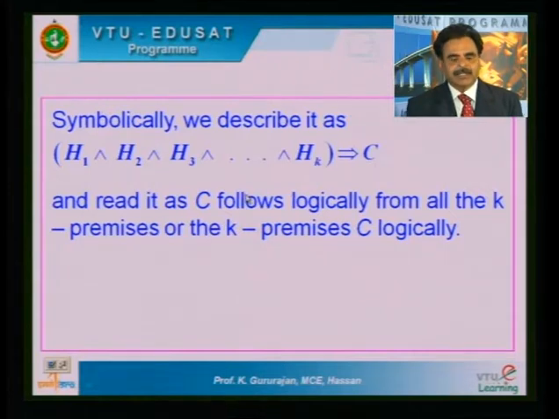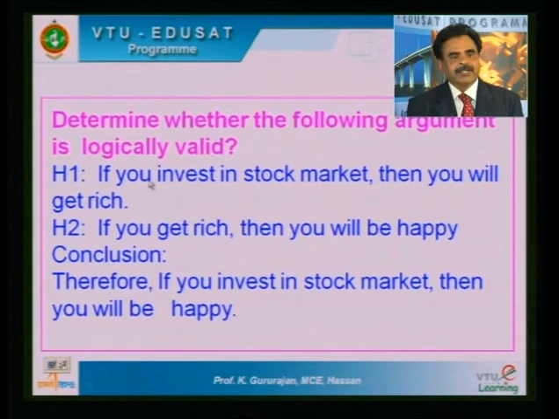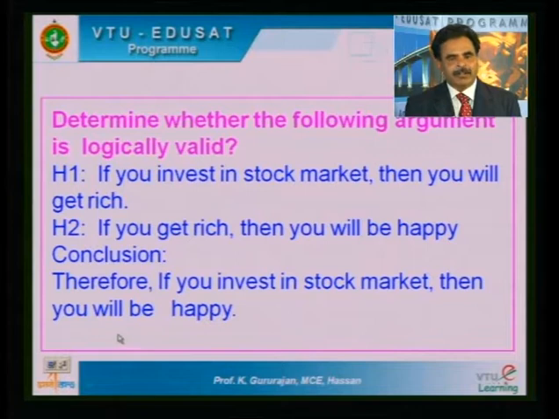To understand more on that, let me consider an illustrative example. This was discussed in the last class, which we will go through again. Now, I have considered two premises. The first premise is, if you invest in stock market, then you will get rich. Second premise, if you get rich, then you will be happy. So, therefore, the conclusion is that if you invest in stock market, then you will become happy. To see whether this is a logically following argument or not, we shall try to form a set of simple propositions and write the propositions in symbolic form using logical connectives. Let us formulate the problem symbolically and see what best can be done.